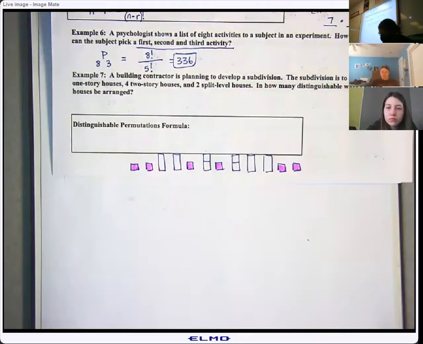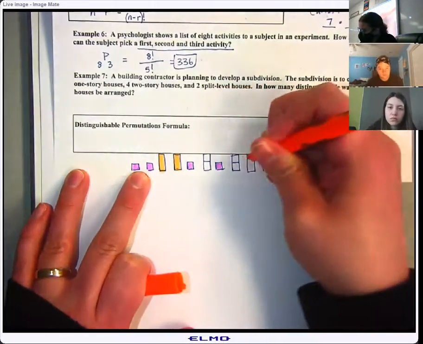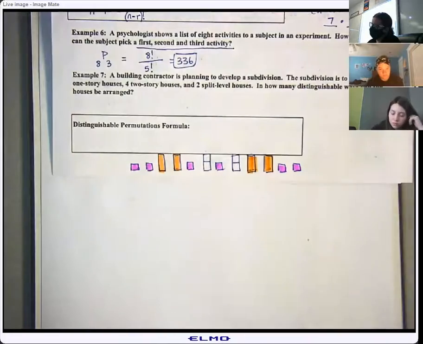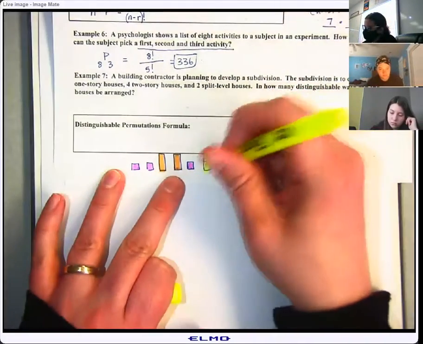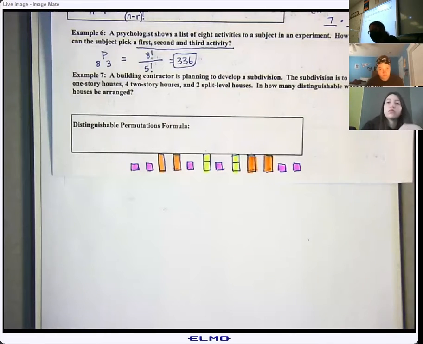And we've got 4 of the tall houses. And then we have 2 split level houses. Do you see how my drawing kind of reflects the problem up above? But they want to know how many ways can we order these buildings?